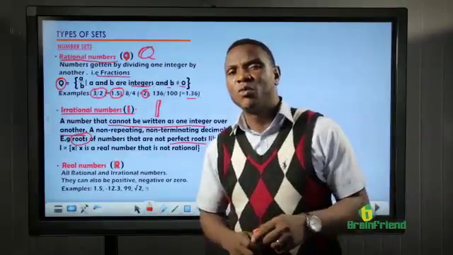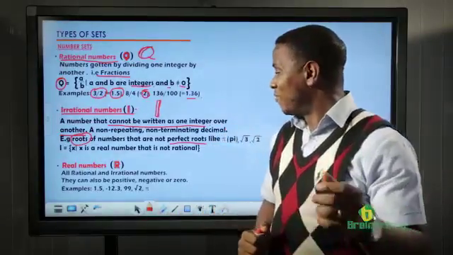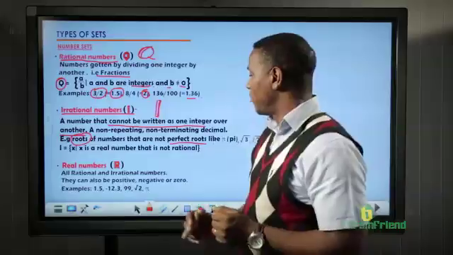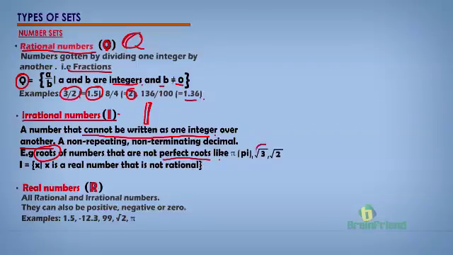A perfect root again will be root 16, which would give us 4. But for roots that are not perfect, we have roots like root 3, root 2, root 5, root 7, and the likes. Another kind of irrational number is a number that we are very familiar with, the pi. The pi, of course, we know has value 3.142 and then a whole range of other numbers.